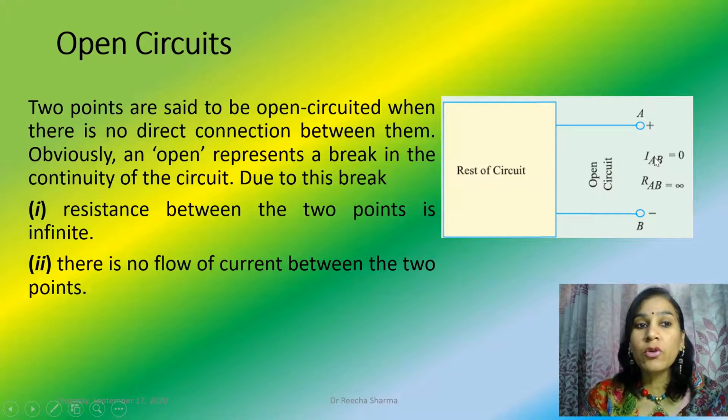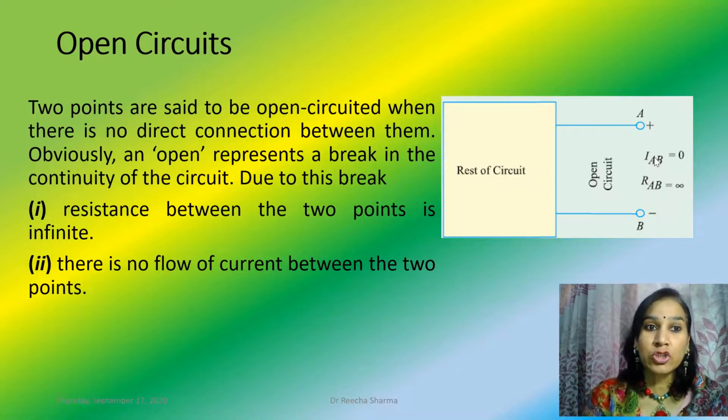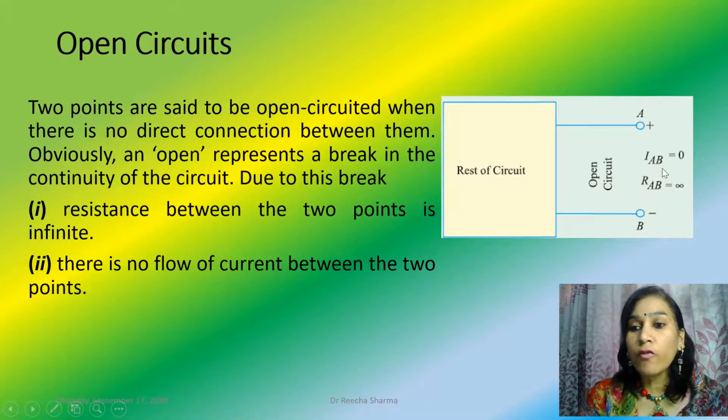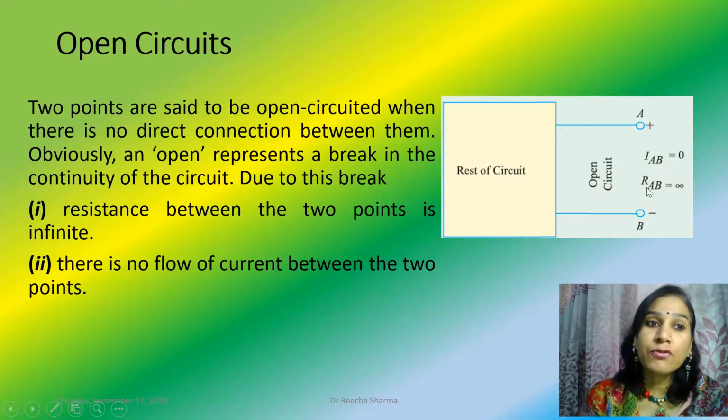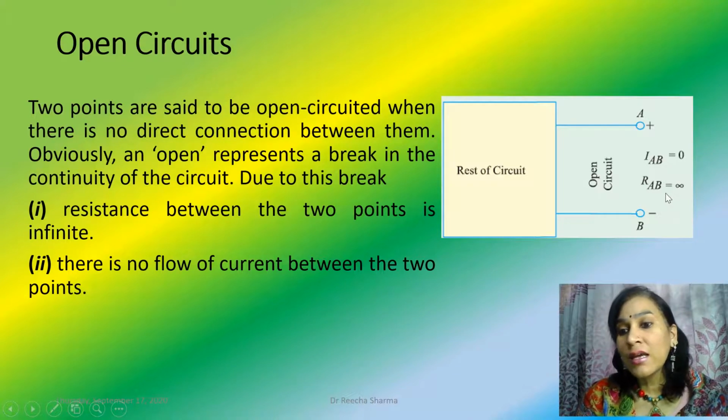So the difference between open circuit and short circuit is that in case of open circuit the current is 0, and in case of short circuit the current is infinity. In case of open circuit the resistance is infinity, and in case of short circuit the resistance is 0.